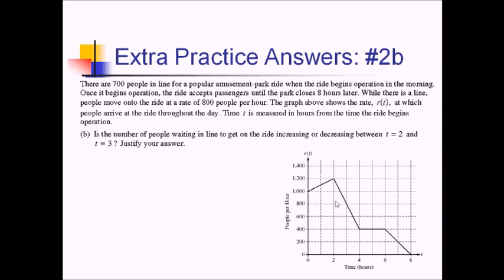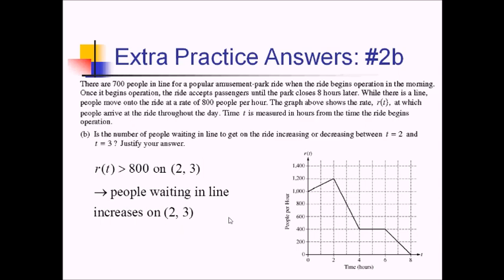And we notice here that between 2 and 3 at least, the r of t, the rate at which people are arriving, is greater than 800. So that means that there's more people showing up than are getting on the ride during that time interval, which means that the number of people actually waiting in line is going up. Now, granted, because the rate at which people are arriving is decreasing here, the rate at which people keep filling up this line is going down, but it's still increasing on the interval from 2 to 3.